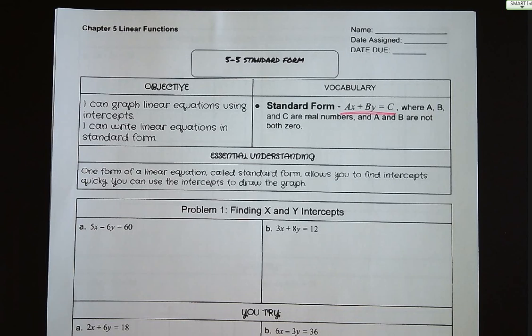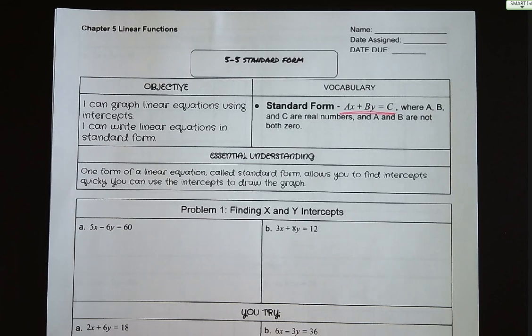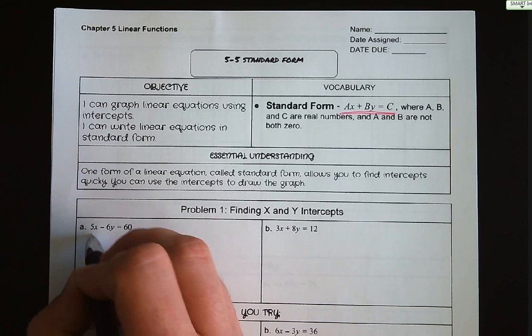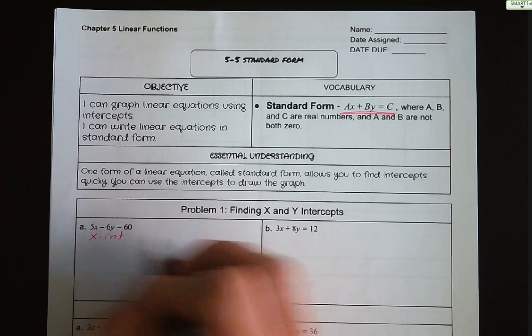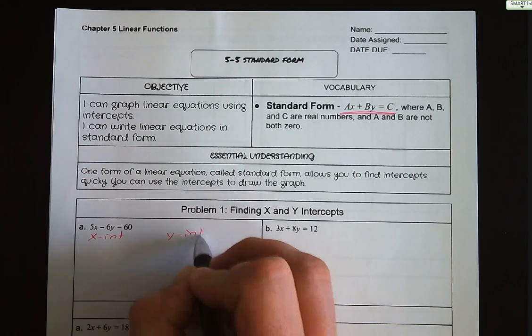Okay? Our essential understanding: one form of linear equations is called standard form, which allows you to find intercepts quickly so that you can use those intercepts to draw the graph. So problem number 1 is going to be finding x and y intercepts. We're going to start off with the x-intercept. This is where we are crossing the x-axis.